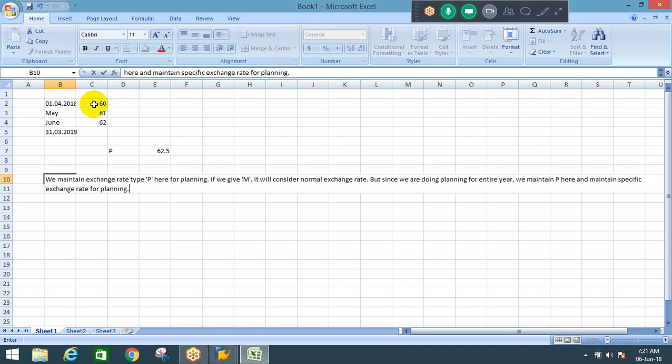But for planning I need a different rate, because I am doing planning for the entire year. It is not the rate on a specific day. So what I will do, I will calculate expected exchange rate in each month, and I will do average and maintain that specific exchange rate for P. So here if P is given, planning considers this rate. So that is the purpose.